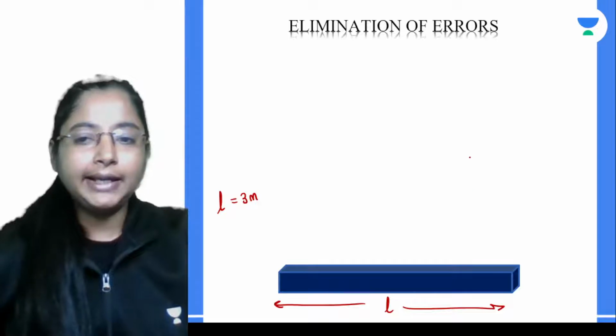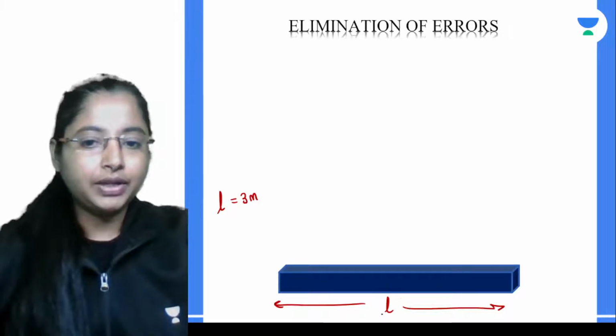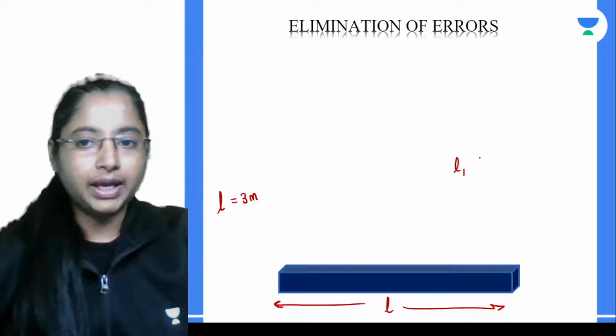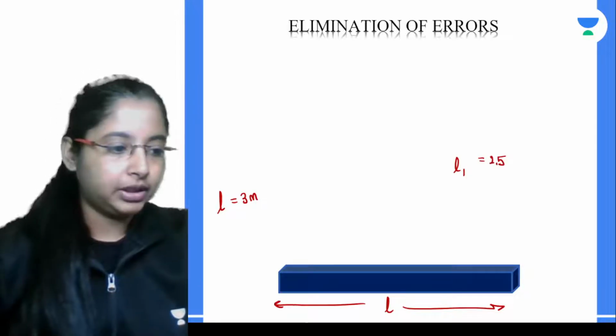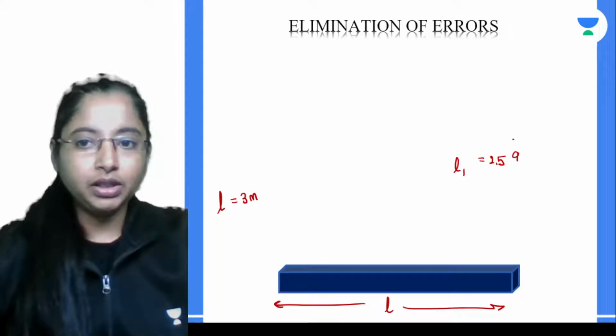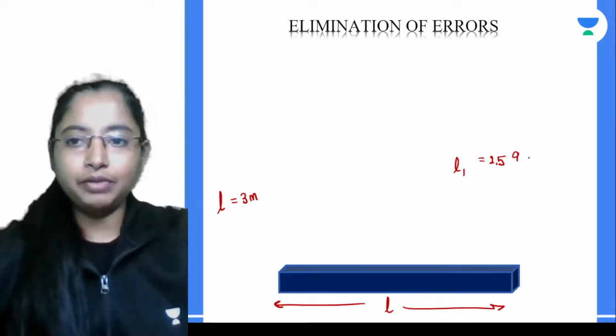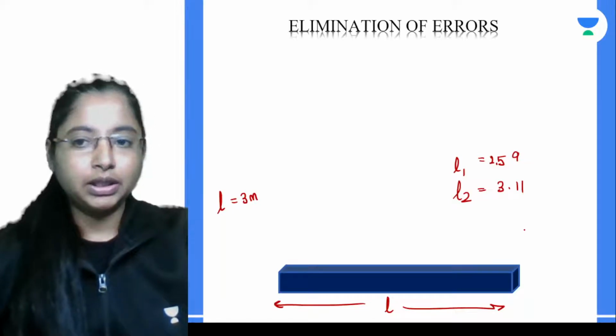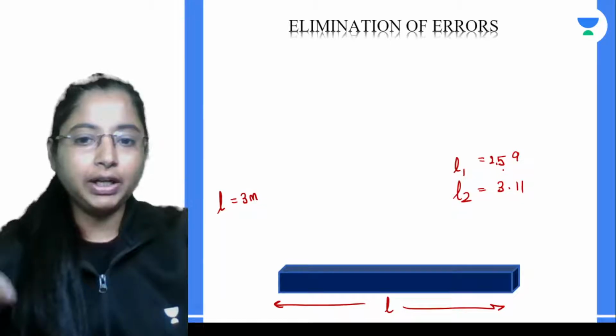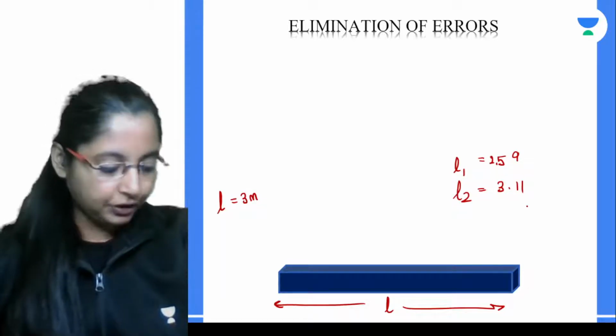Now let's say we take 2 readings. First time we measure, let's go with L1, we get the length to be 2.59. Such a small value. Next time we measure, we get 3.11. Now if you see the errors, every time you measure you're getting a very large difference.